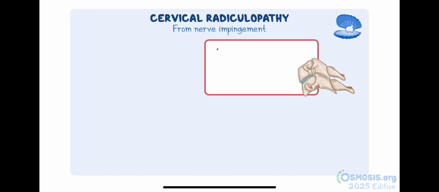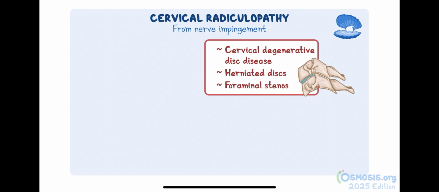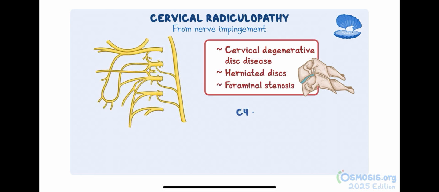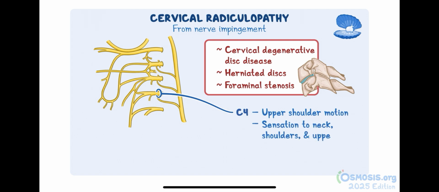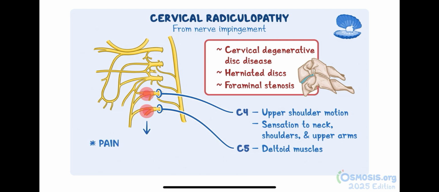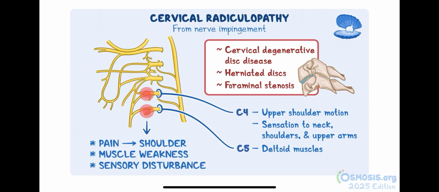Here's a clinical pearl to keep in mind. Cervical radiculopathy occurs from nerve impingement due to conditions like cervical degenerative disc disease, herniated discs, and foraminal stenosis. Cervical nerve 4 controls upper shoulder motion and provides sensation to parts of the neck, shoulders, and upper arms, and cervical nerve 5 controls the deltoid muscles of the shoulders. If a nerve root becomes compressed at either of these levels in the neck, it will cause pain to radiate along the path of the nerve into the shoulder. Additionally, there might be muscle weakness and sensory disturbances.